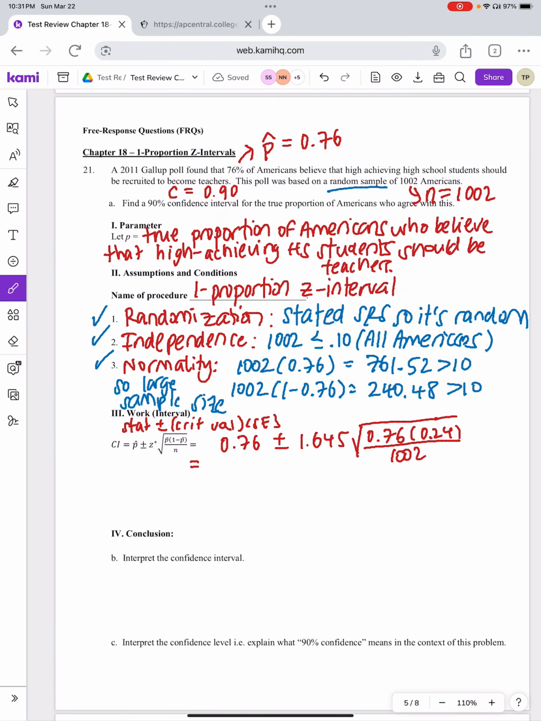So that's going to be 0.76 plus or minus 0.02219. If you subtract first, you do 0.76 minus 0.02219, you get about 0.7378. And then if we add it, you should get about 0.78219. So that is our confidence interval.